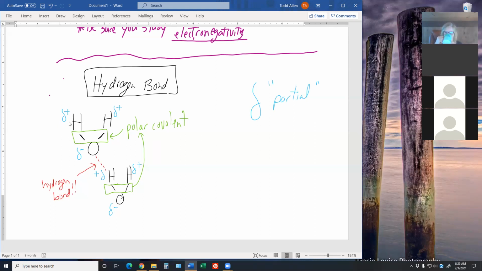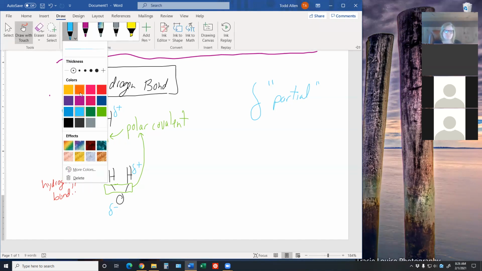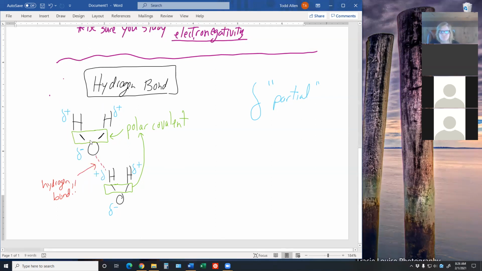And because of this opposite of charge situation, let me outline it in orange. The top oxygen has a slight negative charge. The top hydrogen has a slight positive charge. And it's that opposite charges attract phenomenon we've talked about that actually is the hydrogen bond here.